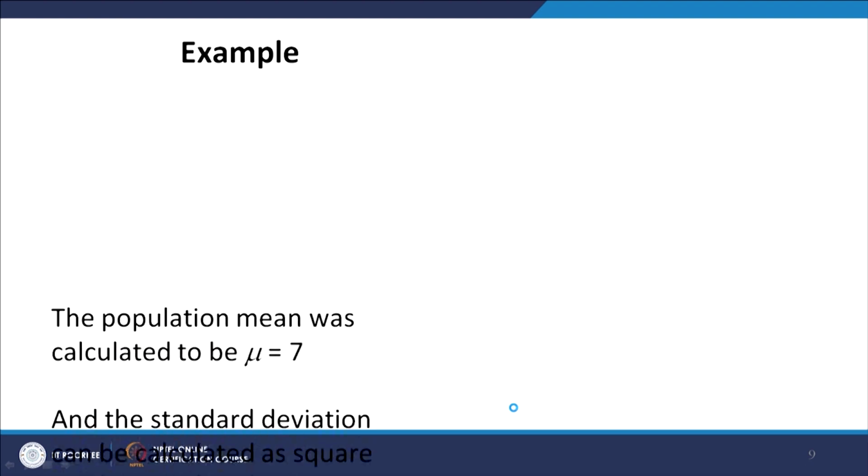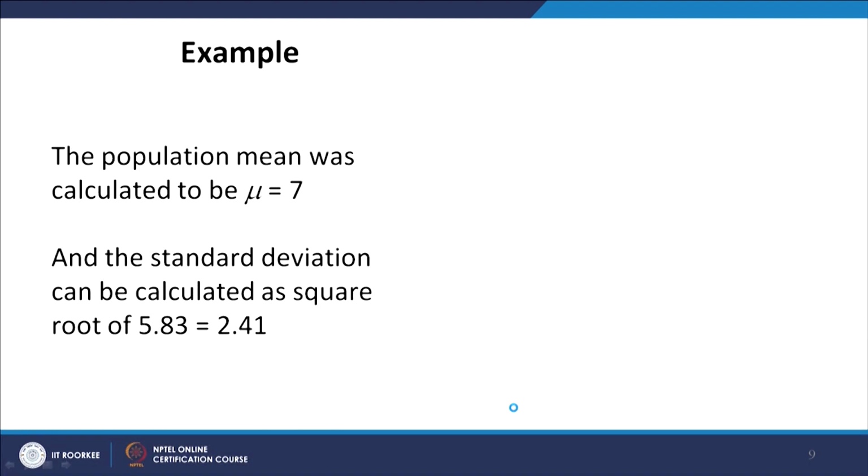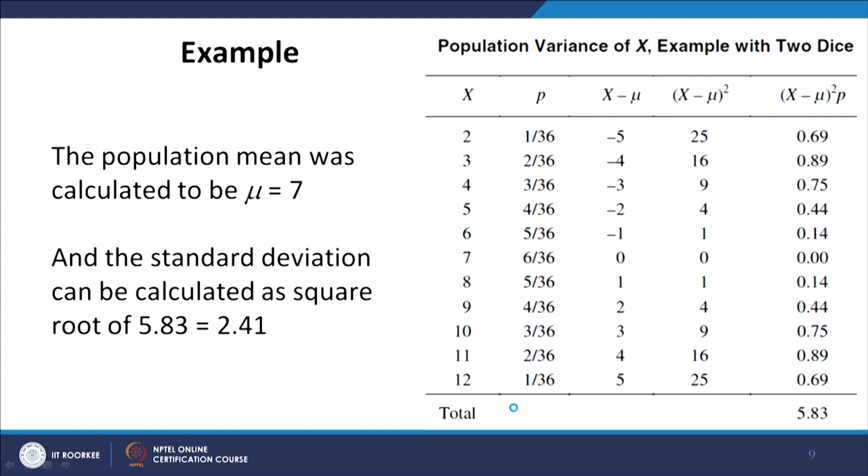Now, we take up another example. If you recollect, the population mean was calculated to be 7. So, mu is equal to 7 and the standard deviation is calculated from here, which is 2.41, where the variance is actually 5.83. Continuing with that example of the sum of two dice when they are thrown together, the outcomes are values of x from 2 to 12, and their associated probabilities are also mentioned here.